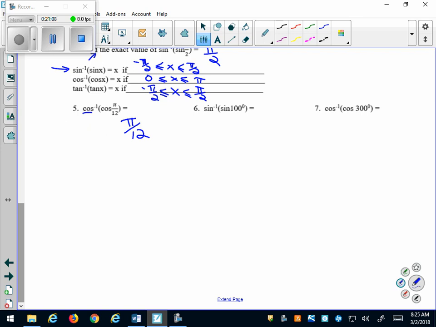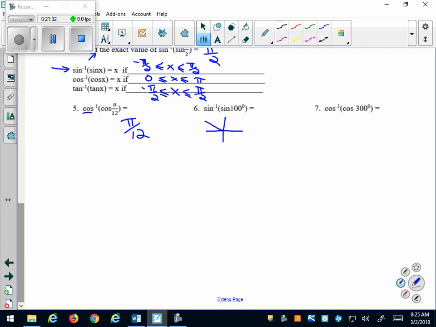All right, so number 6. We're talking about sine, right? And the restricted quadrants of sine are between negative pi over 2, or negative 90, to 90. Is 100 degrees in that? No. So this one isn't going to just plain old undo each other. Where is 100 degrees?